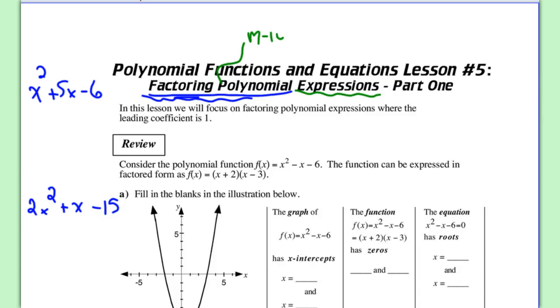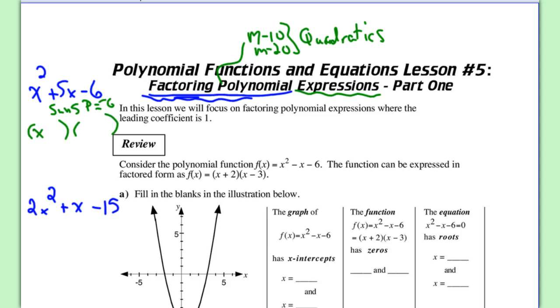In Math 10 and even Math 20, we worked a lot with quadratics, and we should really be real experts in quadratics. If you look at the two little quadratics I have over here, we know that a simple trinomial has a sum of 5 and a product of -6. That's easy. I can just factor that as x plus 6 and x minus 1, and that would factor.